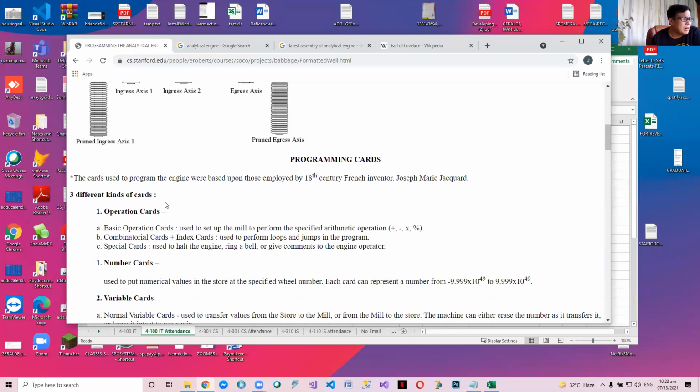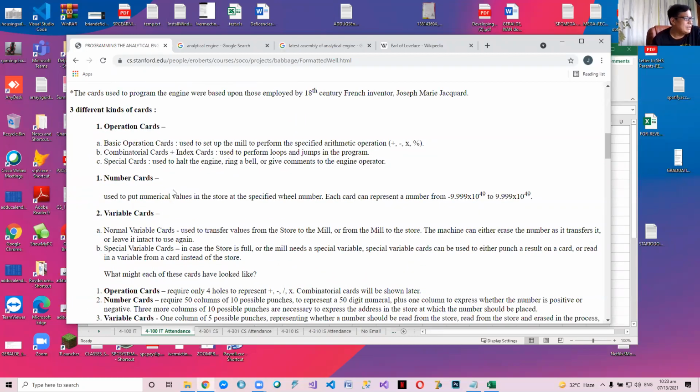Now, programs are stored in the Jacquard's loom in the form of punch cards. There are three different kinds of cards. First, there's an operation card. A card can indicate whether plus, minus, times, divide, or modulo. Modulo and division are the same, except that the output is the remainder. There can be combinational and index cards used to perform jumps and loops. There's an example later. Special cards are used to halt the engine or to ring a bell to indicate to the operator that it has finished successfully. Do you follow?